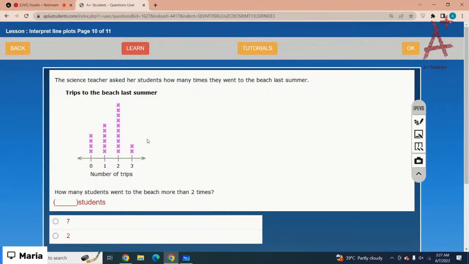The science teacher asked her students how many times they went to the beach last summer. So the question is how many students went to the beach more than 2 times? More than 2 times is just 3. Got it? So at 3, you have 2 crosses. That means just 2 students went to the beach more than 2 times. Got it?